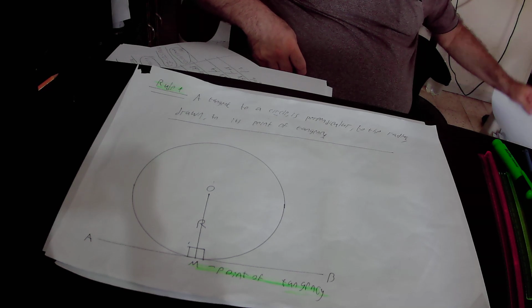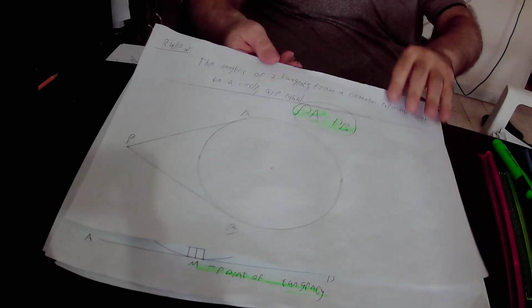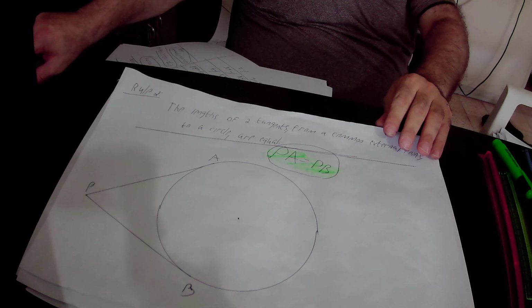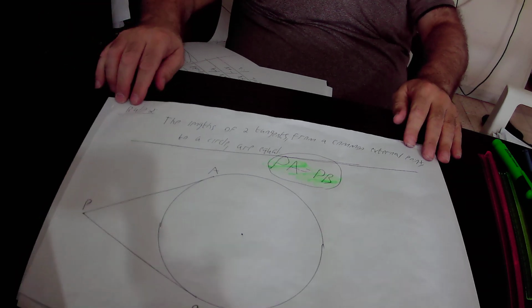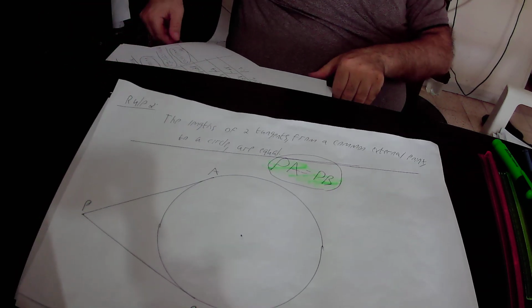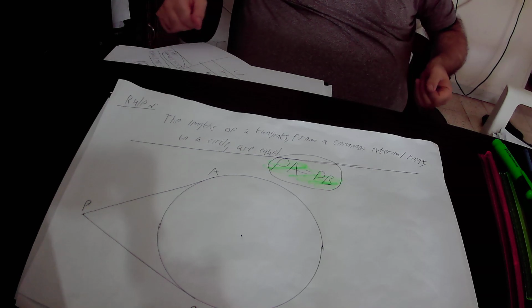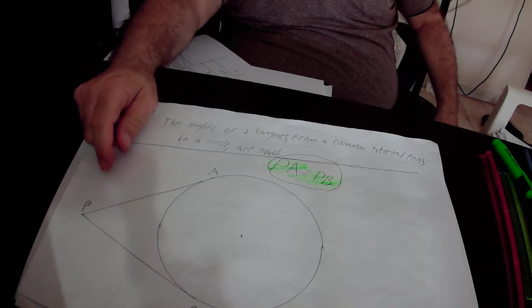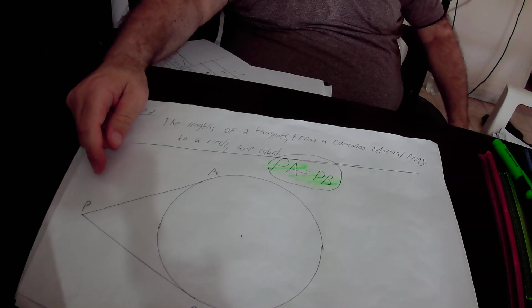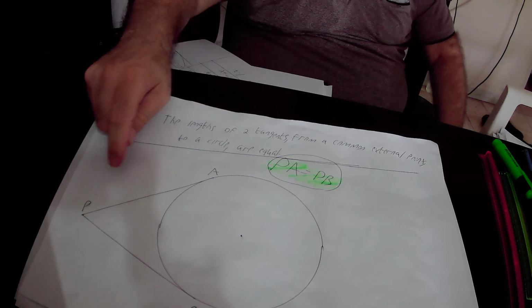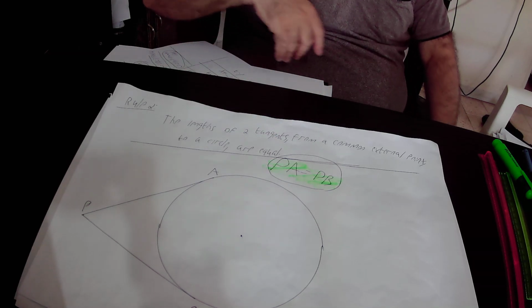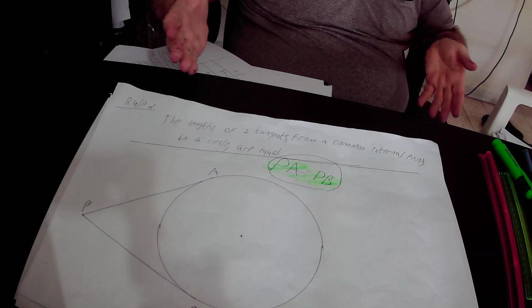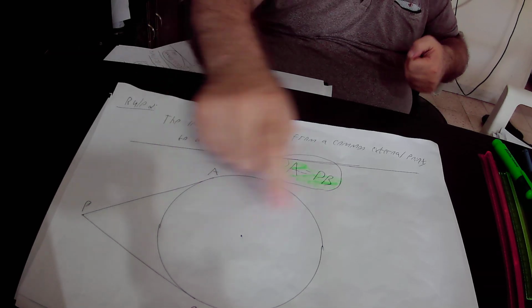Then I presented to you rule number 2 also. According to rule number 2, the lengths of two tangents from a common external point to a circle are equal. So we have the common external point, point P. From the common external point, point P, we have two tangents to this circle, tangent PA and tangent PB. And according to rule number 2, PA equals PB.